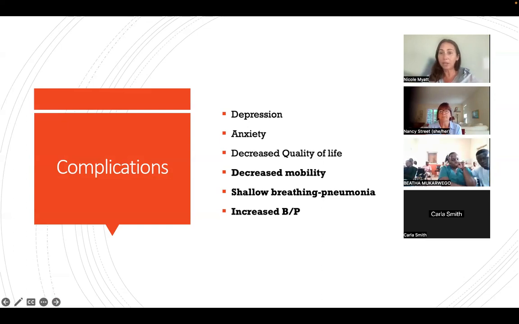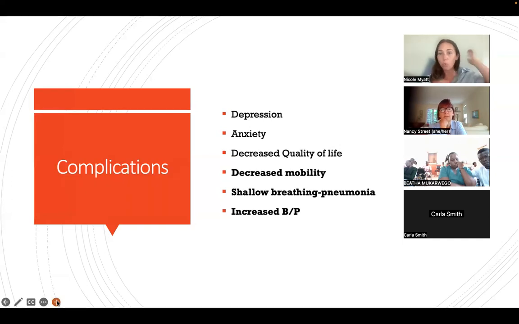Versus acute pain, somebody who's had surgery or a recent injury, the complications that we worry about are decreased mobility. We worry about shallow breathing, which can lead to pneumonia. And we worry about an increased blood pressure and heart rate, which can have negative effects if not treated long-term. Your heart can basically tire out. So those are some of the complications of pain.